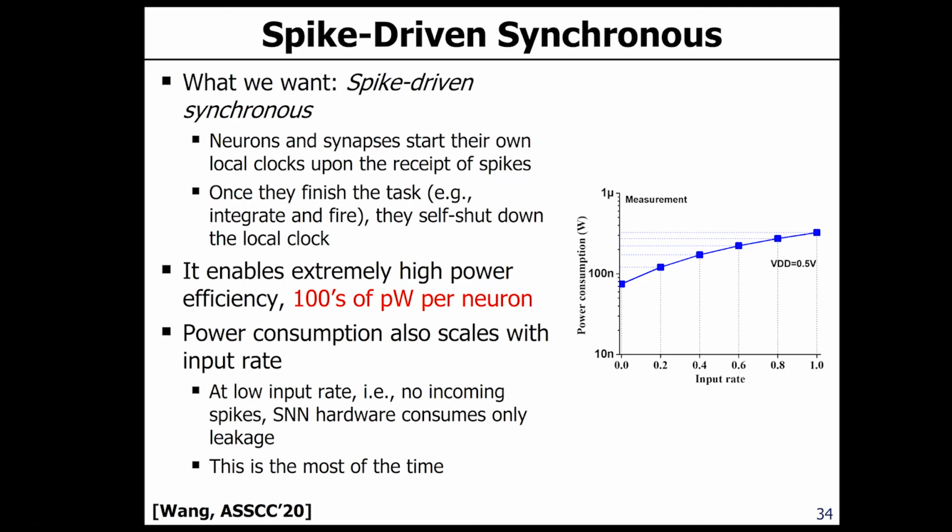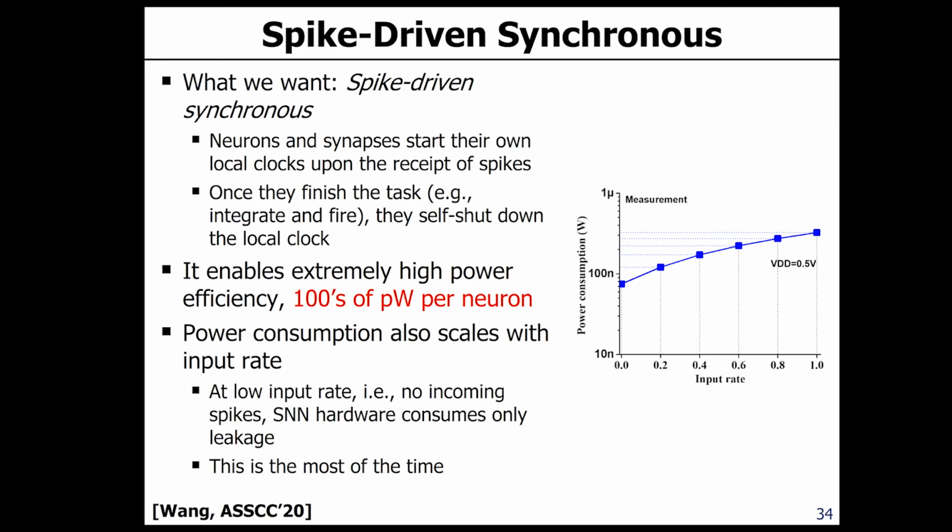So an input spike arrives, it starts the clock, performs the necessary action, and then once the action is done, it shuts down its own clock and goes to sleep mode. So it is a clock enable and clock disable scheme all driven by the spike. It requires some delicate digital circuit design, but this can be done with a reasonable amount of hardware overhead.